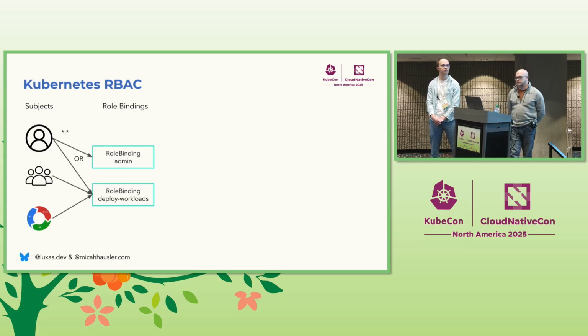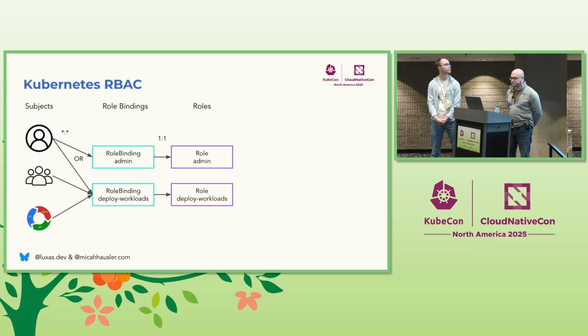In this situation, you might have a user who matches two role bindings, right? They might be in this deploy workloads role binding because of a group membership, and then they might also be specifically bound by username to a specific role binding. In this case, which one do they apply to? Well, it's an or, because it's either one that matches their request.